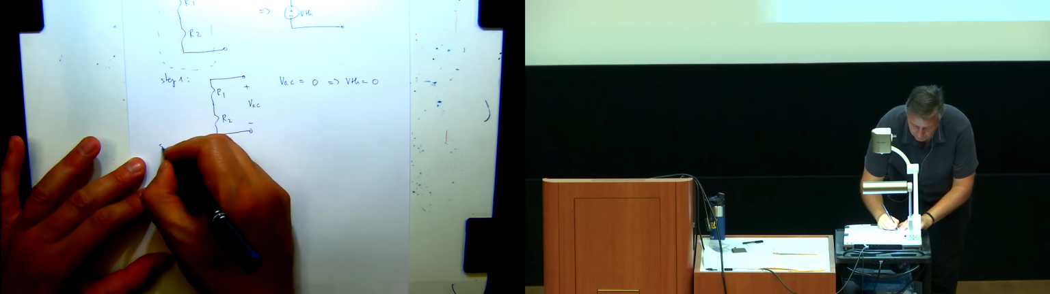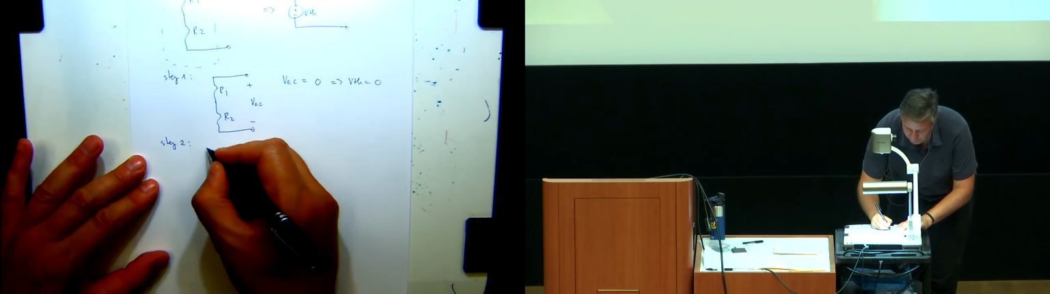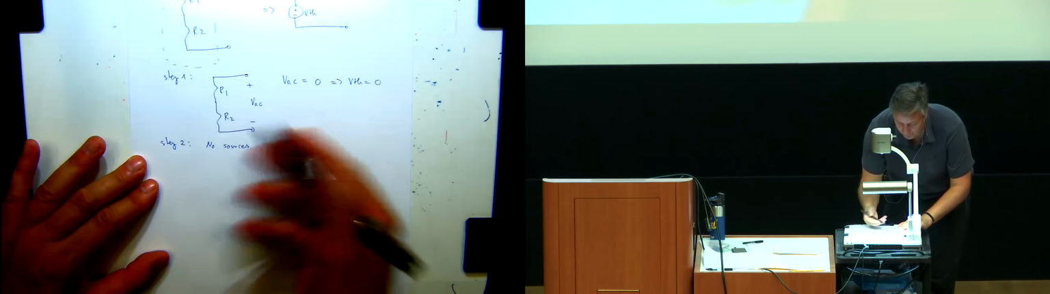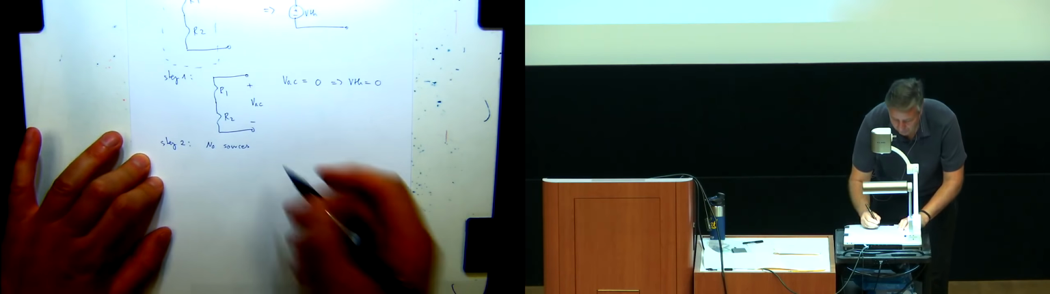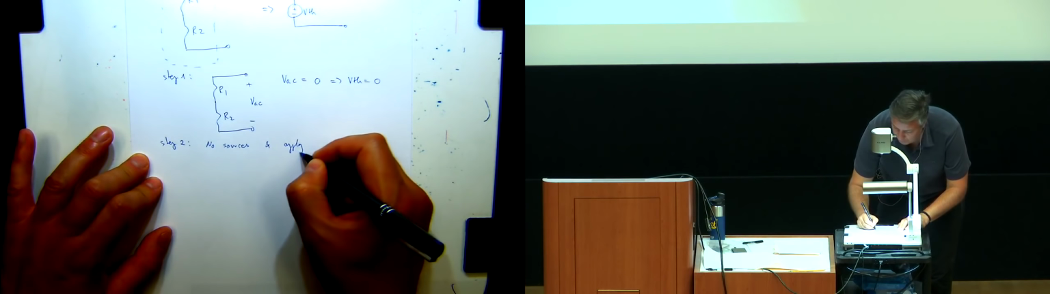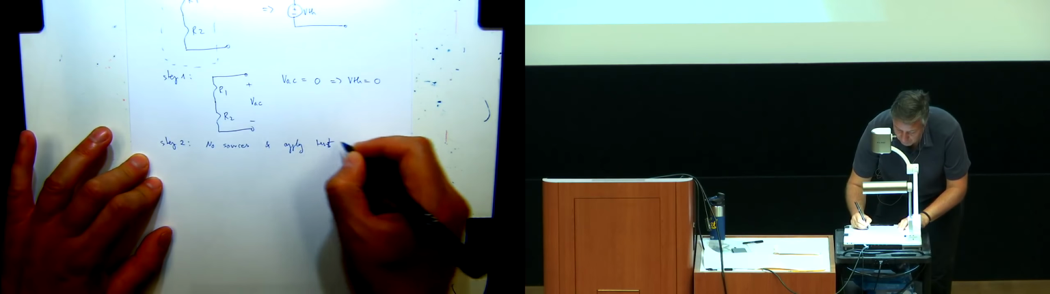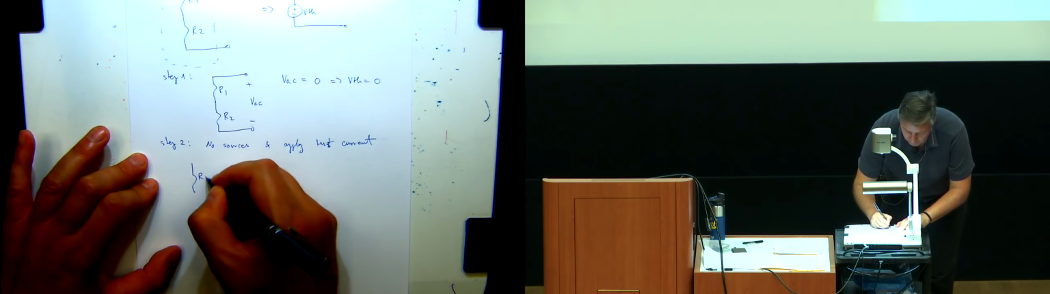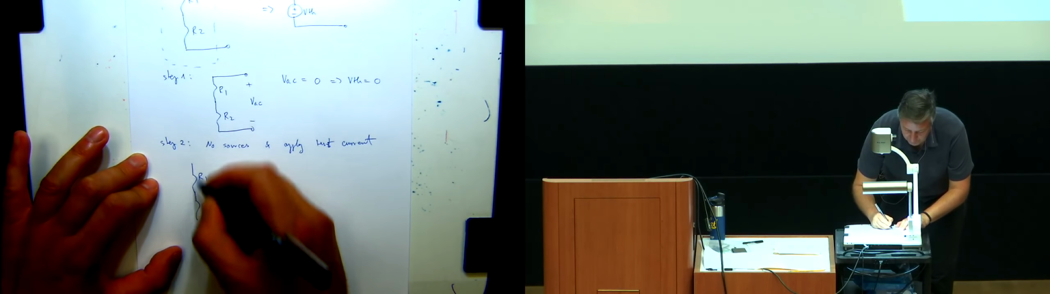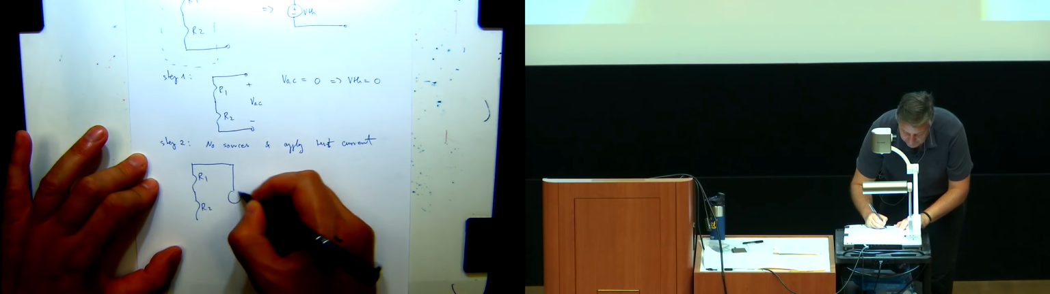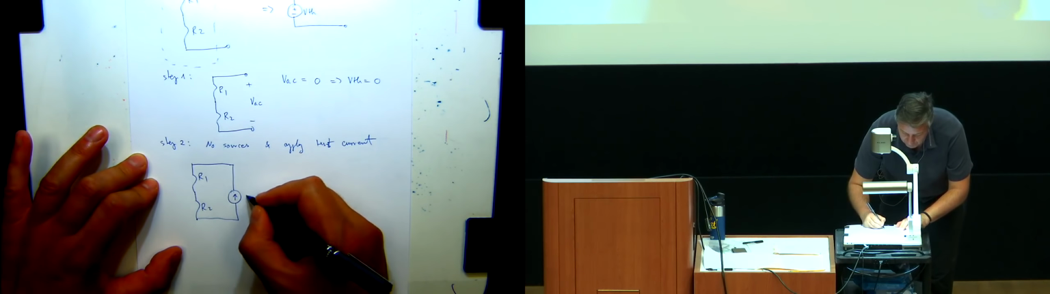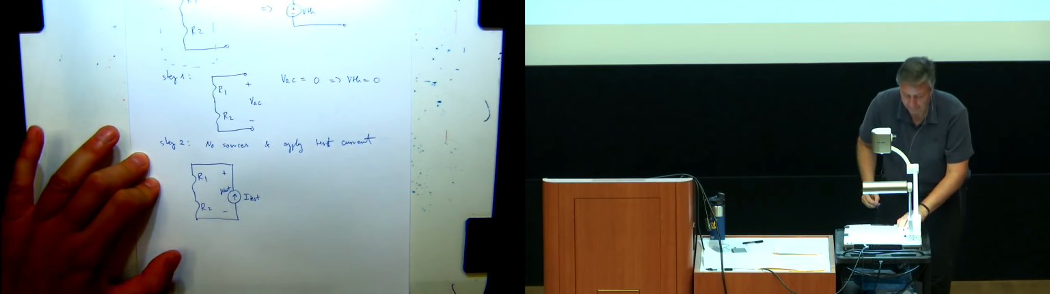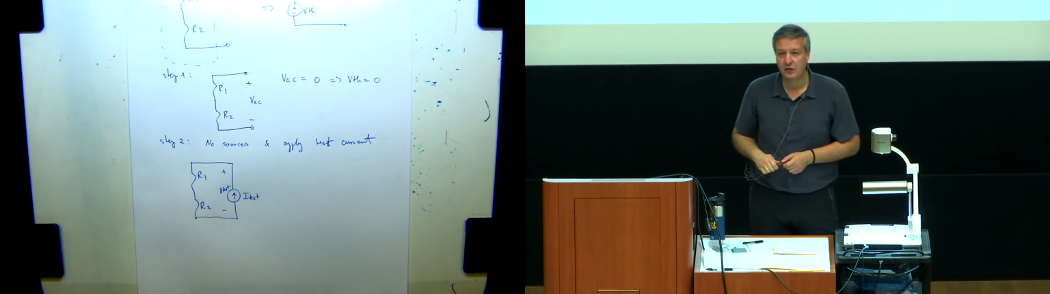Okay, step 2 is a little bit trickier. We have no sources already, so we have nothing to null out. And then we apply a test current. Now, I already made a choice about what I'm doing. I can either apply a test current and measure the voltage or vice versa, but I already chose to drive it with a test current.